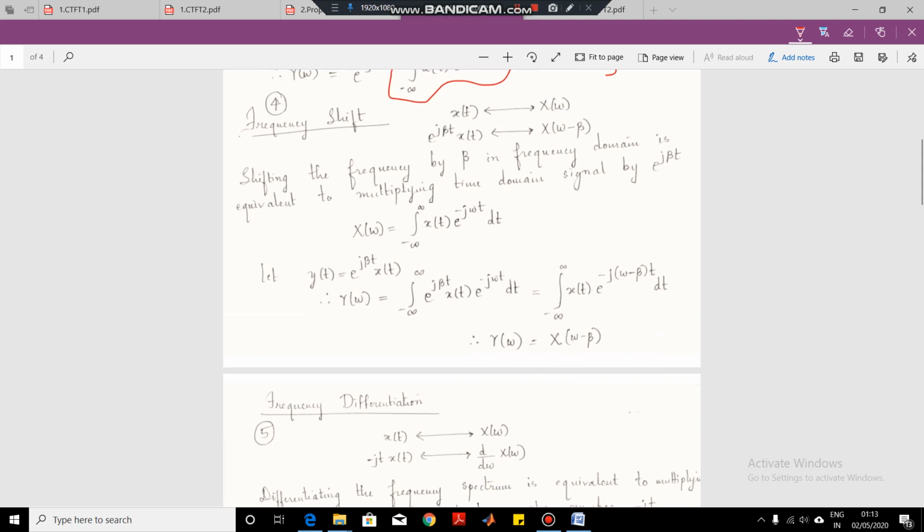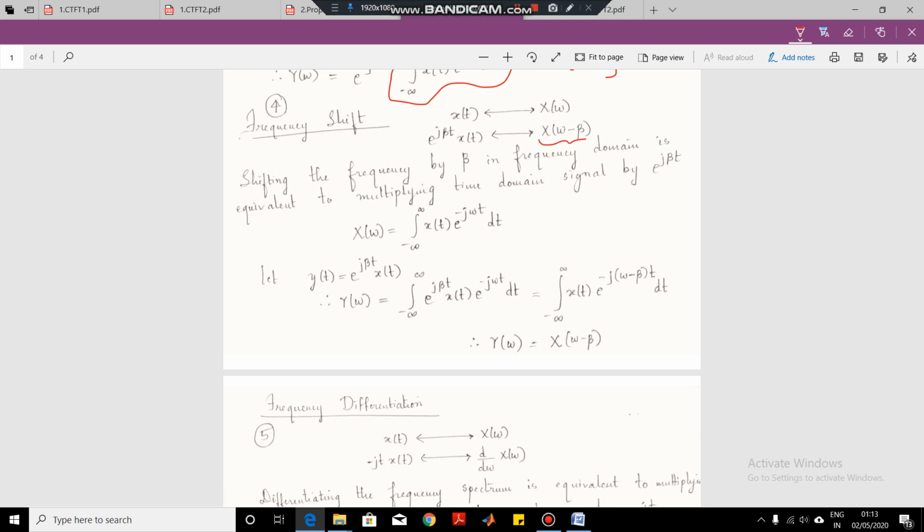Now, what will happen if we frequency shift the signal? That is, the shifting is taking place in the frequency domain. When there is a frequency shift in the frequency domain, it is equivalent to multiplying the time domain signal by the e raised to j term. So we can see here, when we are shifting the spectra by a term beta, the time domain signal gets multiplied by the term e raised to j beta t. Okay, so this is about the frequency shifting property.